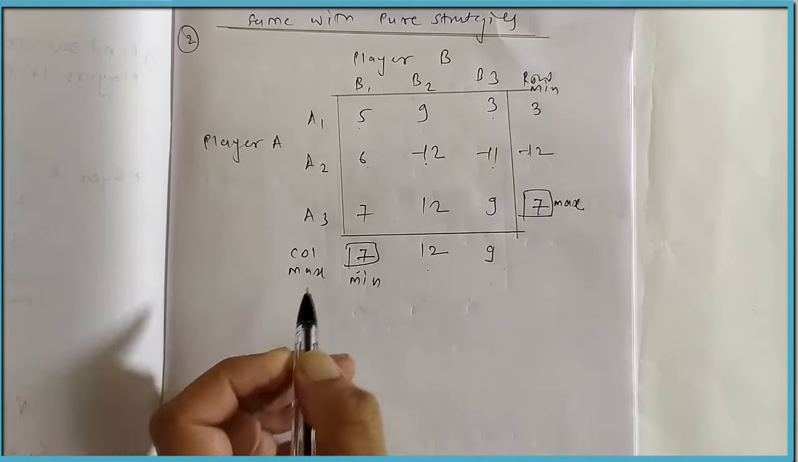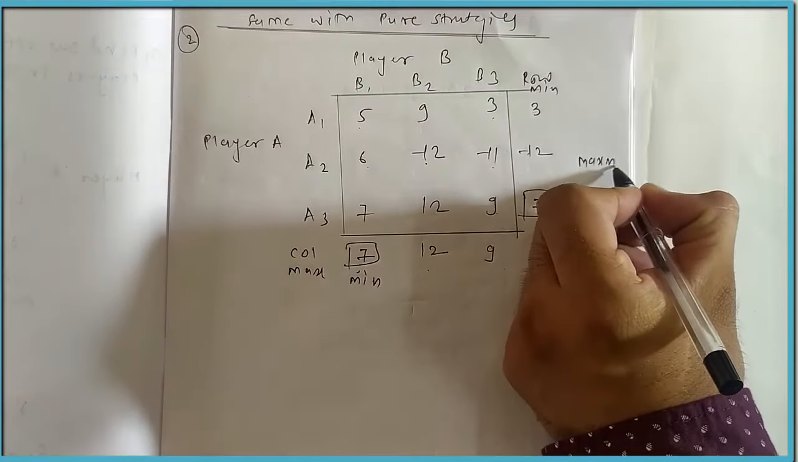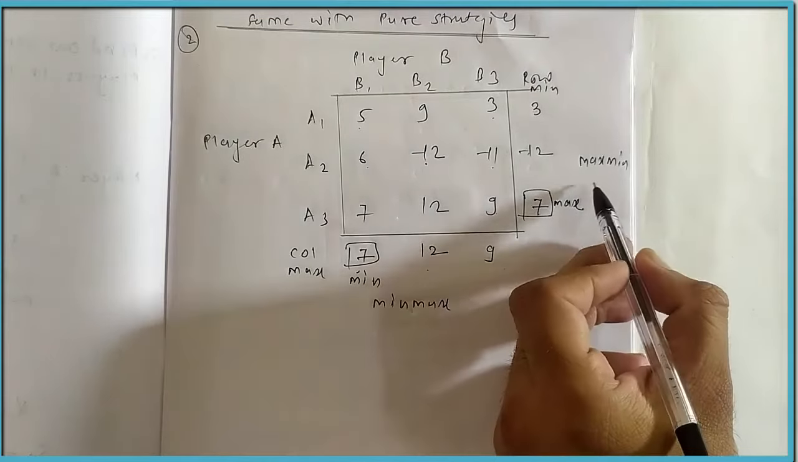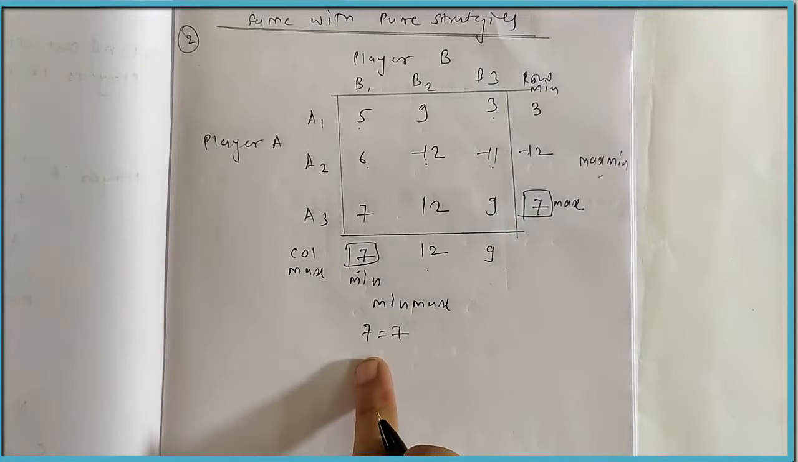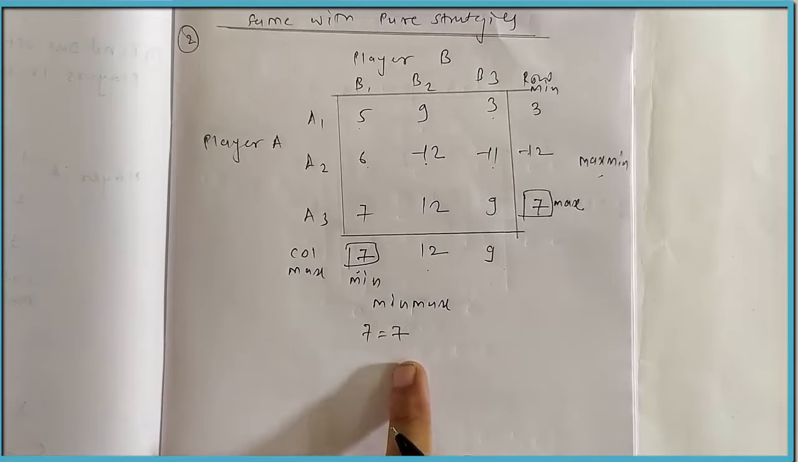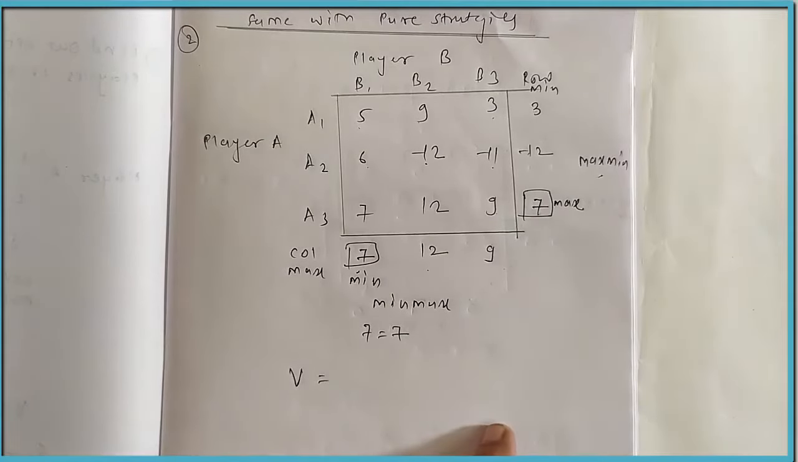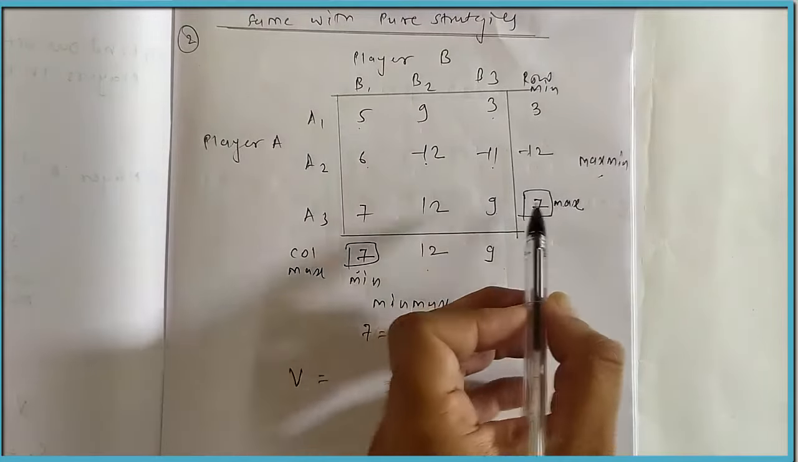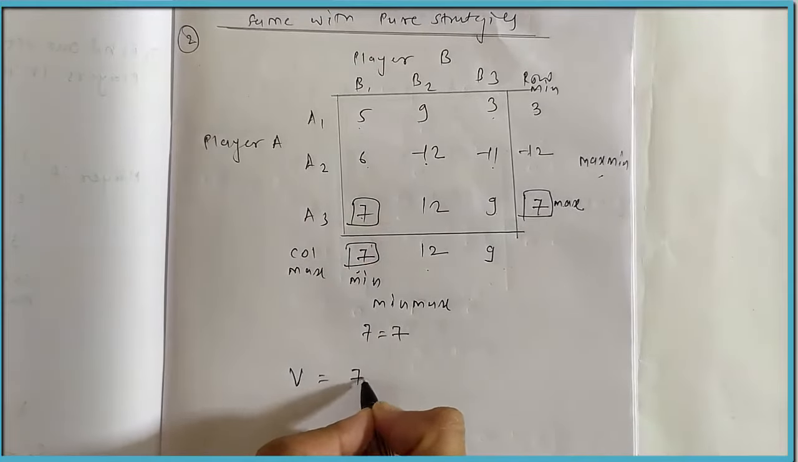Therefore we can say that our max min value is equal to min max value. Max min value is 7 and min max value is also 7. Therefore we can say that the saddle point, where the max min value is equal to the min max value, is 7. Now go for the game value. Game value is nothing but the intersection point of max min value and min max value, and the intersection point of max min and min max is this 7. Therefore, game value is equal to 7.